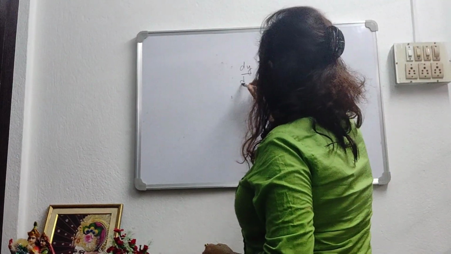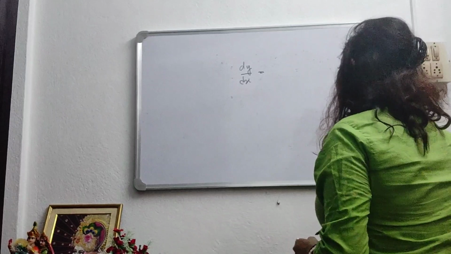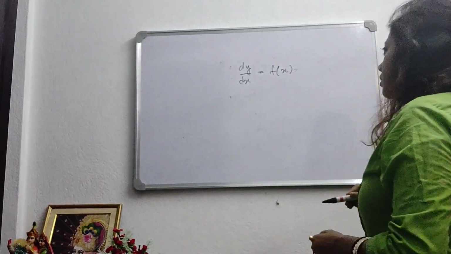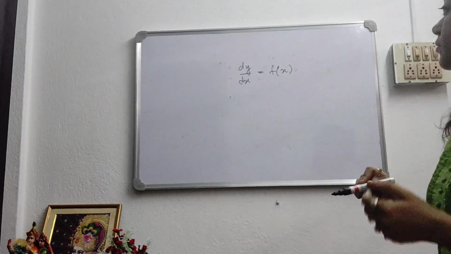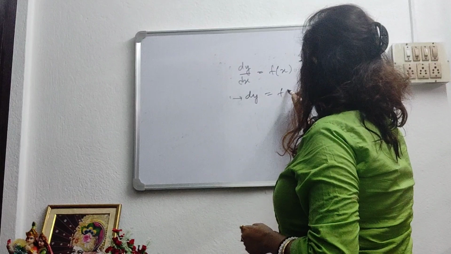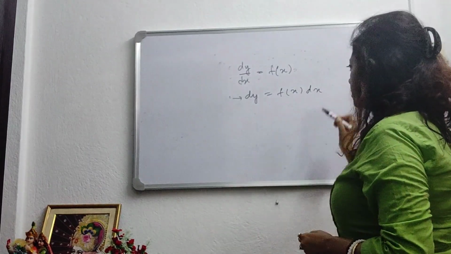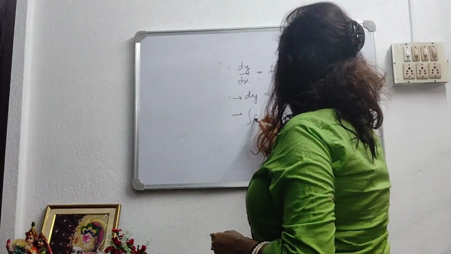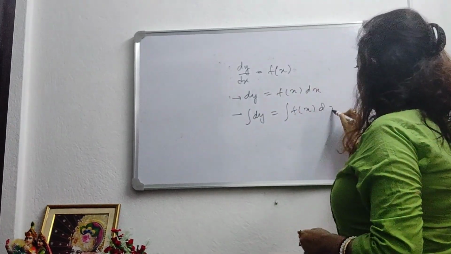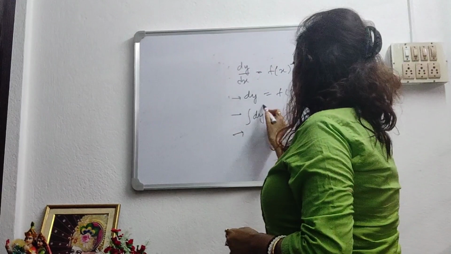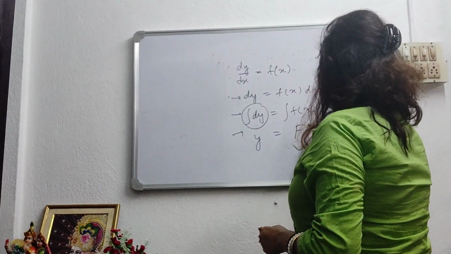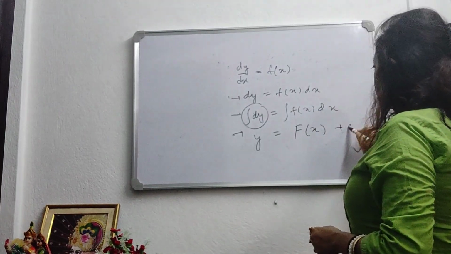Suppose dy/dx equal to f(x). Okay, dy/dx equal to f(x). Now what we can write: dy equal to f(x) dx. Now integrating both sides, the integration of dy is y, and it is suppose capital F(x) plus c.